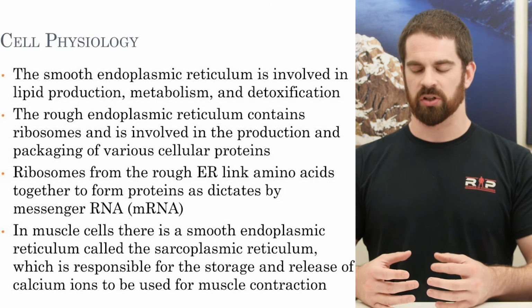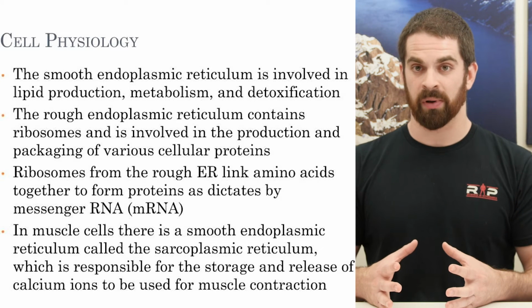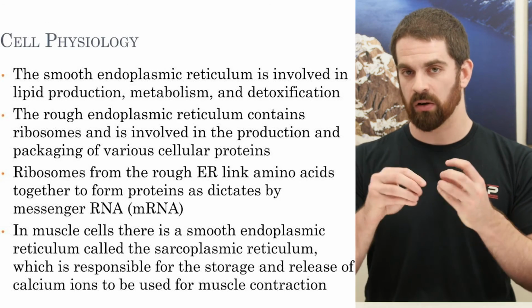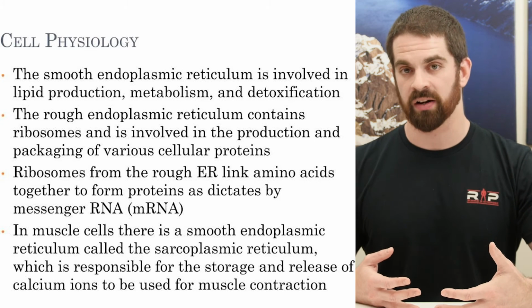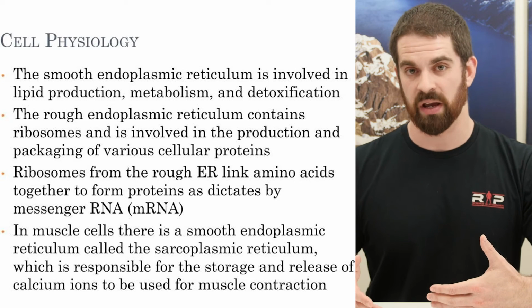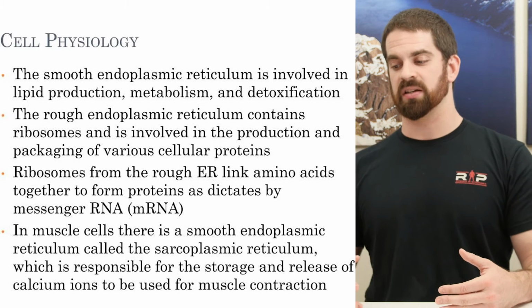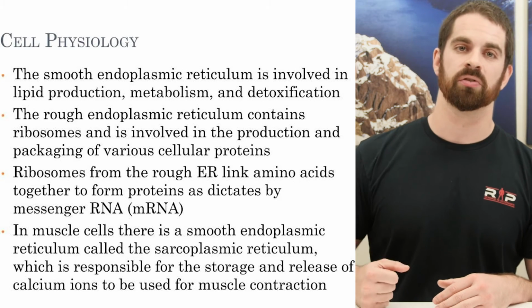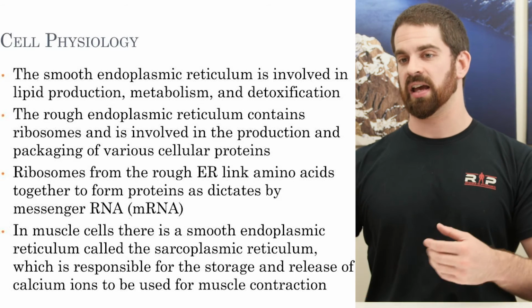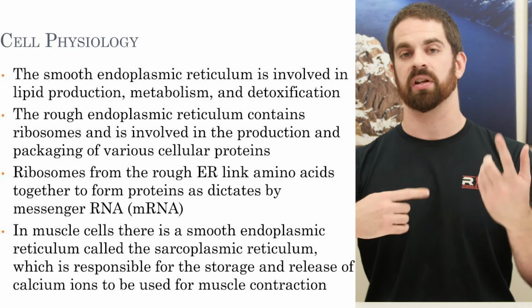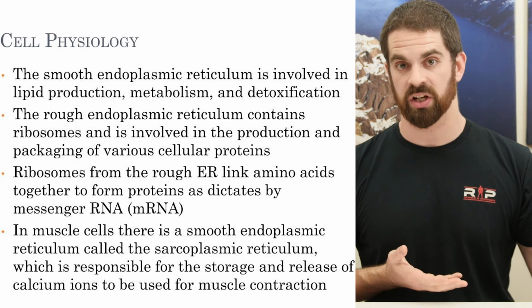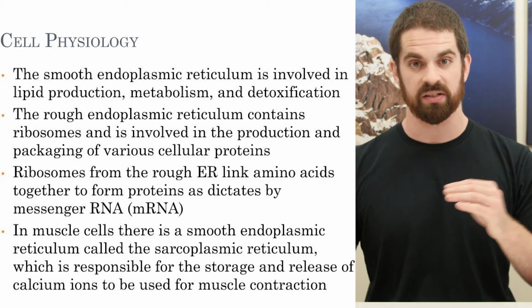So ribosomes from the endoplasmic reticulum link different amino acids together to form proteins that are dictated by things like messenger RNA. Sometimes you'll see mRNA, that stands for messenger RNA. So the mRNA is basically kind of like a recipe that comes up to the ribosome. It's like a cookbook and it says, hey, I want this type of pizza or this cake. The ribosome says, no problem, puts all the ingredients together and forms big protein chains, right? So in this case, we're talking about amino acids and proteins.